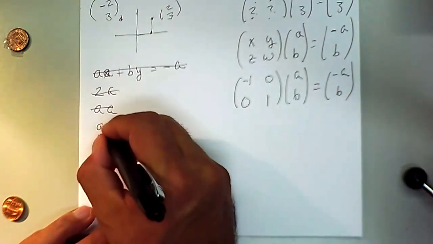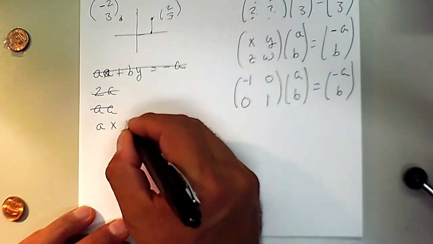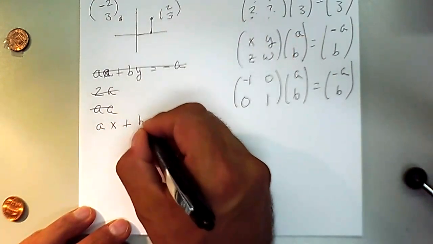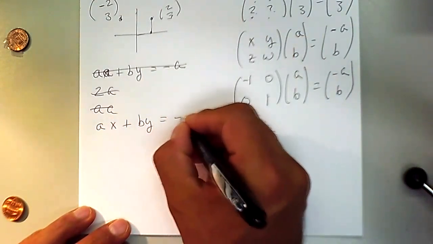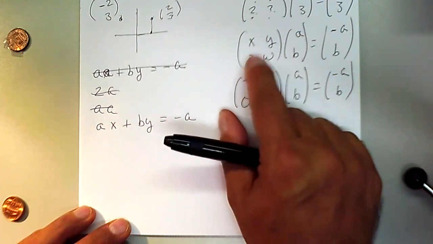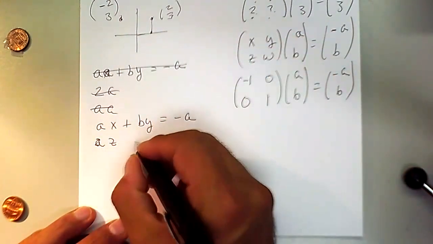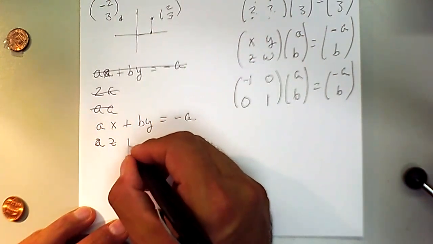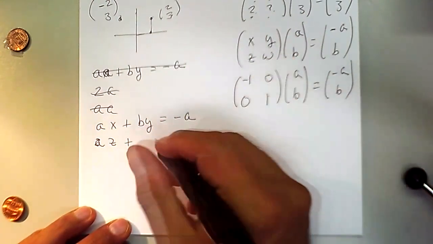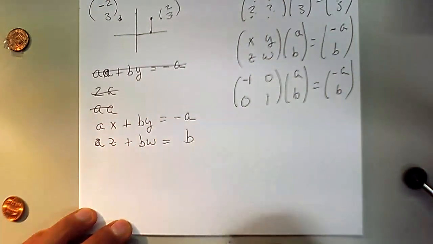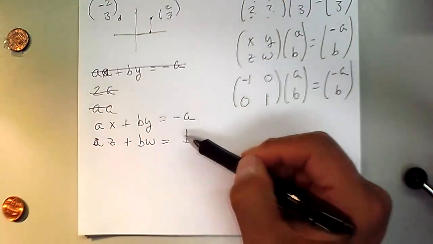AX, I had it right, I think. AX plus BY equals the opposite of A. And then ZA, or AZ, plus BW equals B. See, but then we cannot cancel anything.